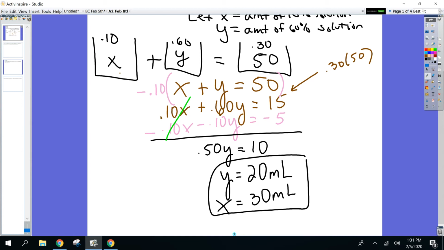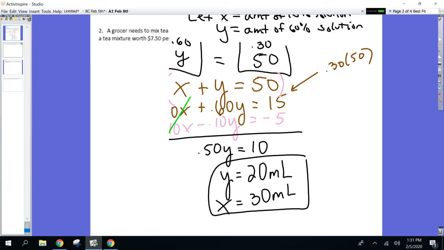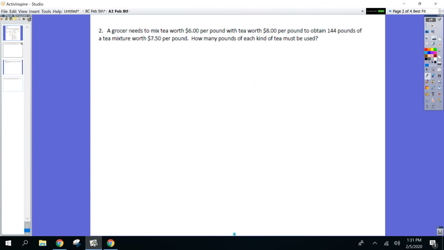Again, make sure you multiply it on the right side, the percent times how much you have. All good? Any issues? We have 4 today. You already did 1. One more mixture one. Read about your teas here. Go ahead, read about the tea, different types of tea.